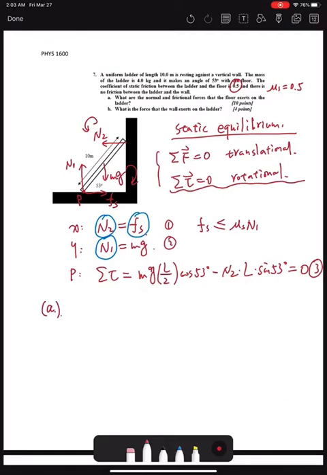So let's first look at question A. What is the normal force exerted on the ladder? This is easy. Based on equation 2, we know N1 equals mg. It equals 4 kilograms times 9.8 meters per second squared. It equals 39.2 Newtons. This is easy.